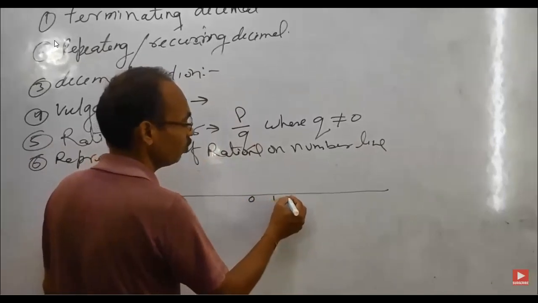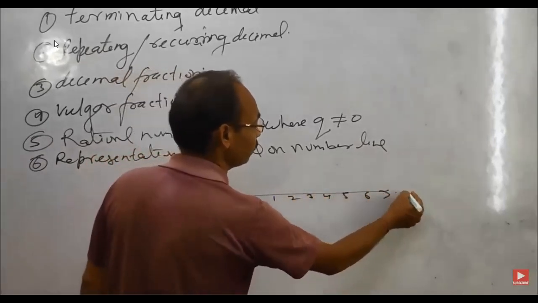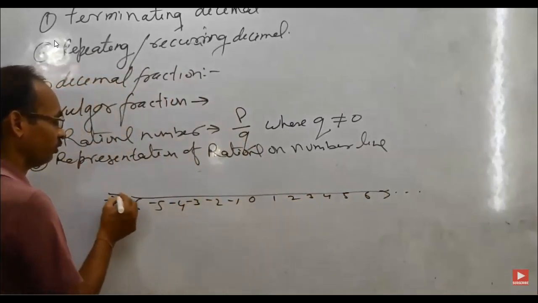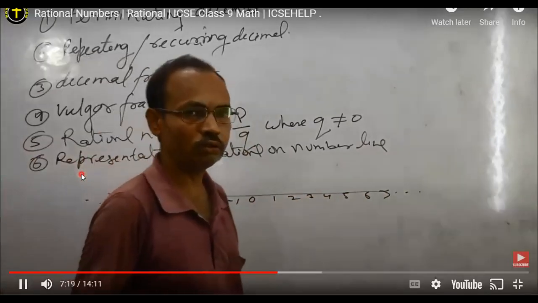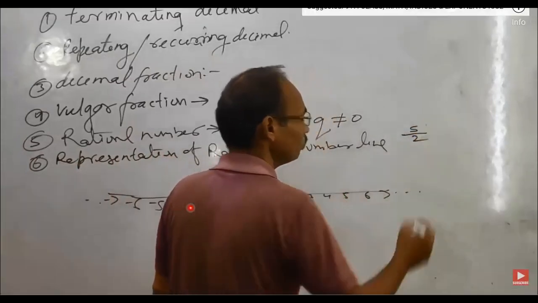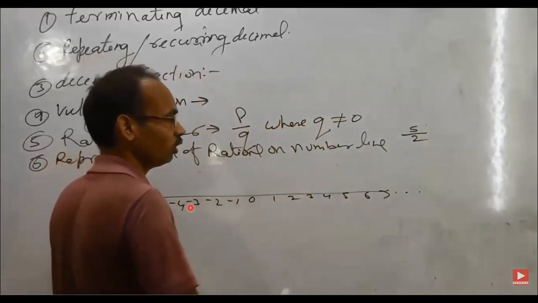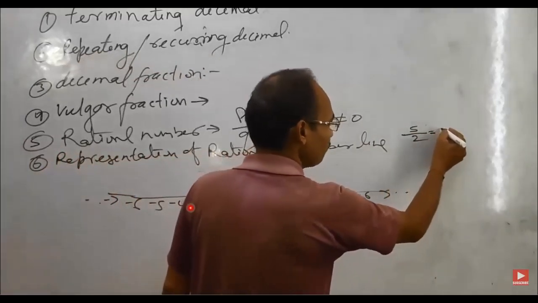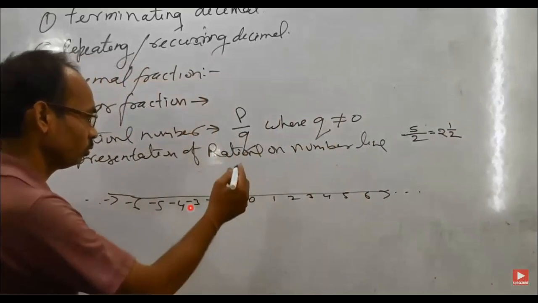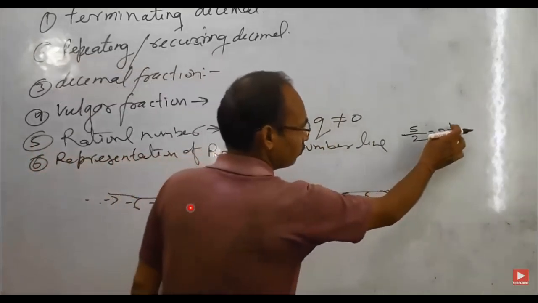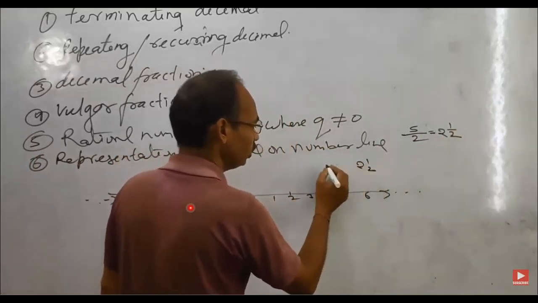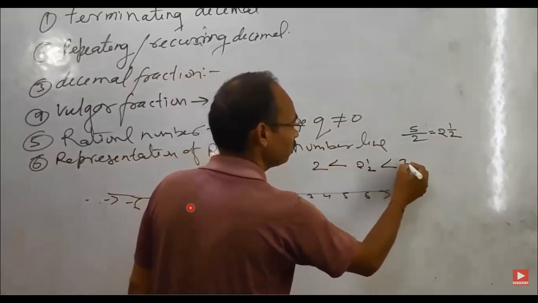You know there are 0, 1, 2, 3, 4, 5, 6, 7 and so on, and -1, -2, -3, -4, -5, -6, -7 and so on. And if you want to represent the number 5 upon 2, then find out the value of 5 upon 2. The value of 5 upon 2 is 2 and 1 upon 2. It means 2 and 1 upon 2, where the denominator is 2.